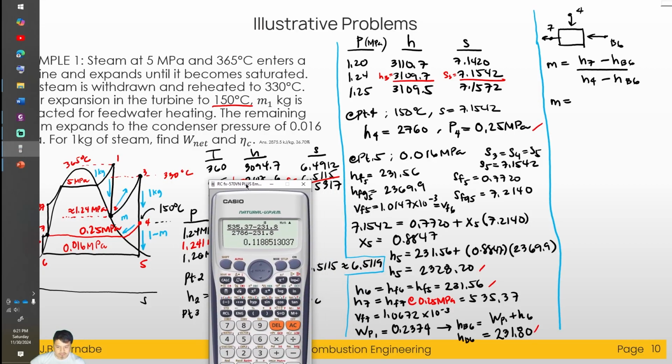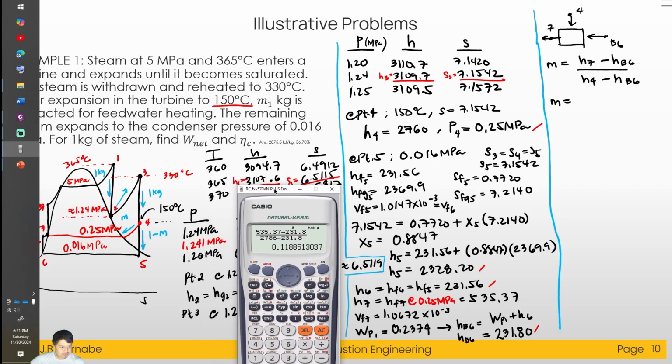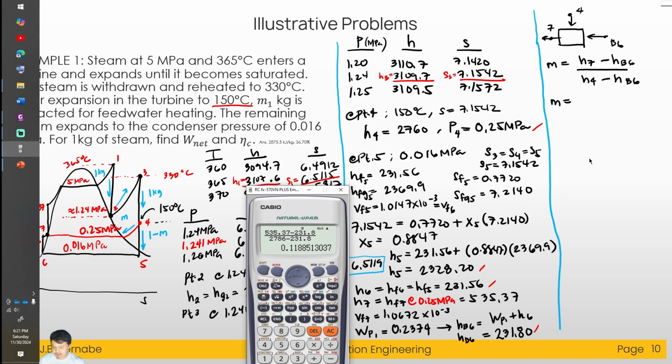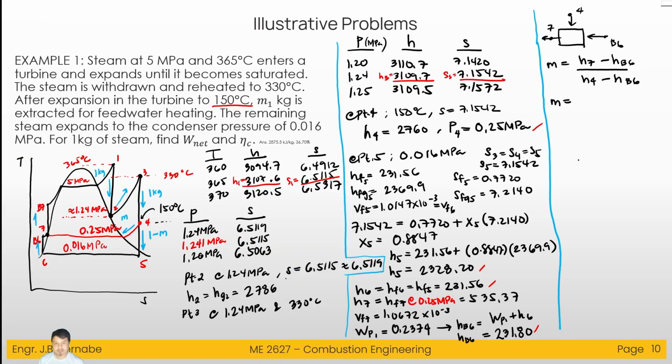231.56. 551. Okay, so here we have a discrepancy, no? Maybe our approximation is a bit far from the calculated values, the more exact values. But anyway, this is still correct, no? So 0.1189. This is kilogram of bled steam per kilogram of steam.